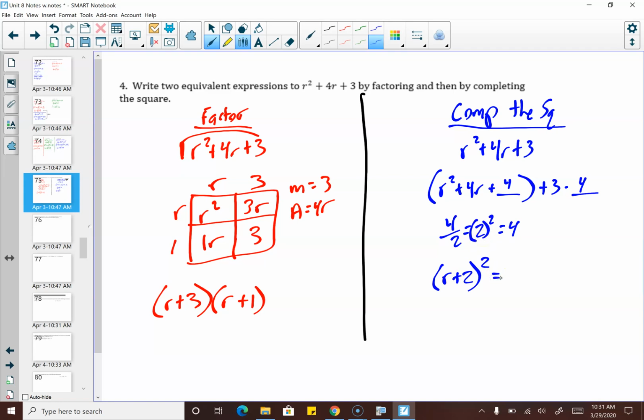And then positive 3 minus 4 gives us a negative 1. So these right here are equivalent expressions. Now they look very different, but as we start to learn how to solve with the completing the square piece, you'll see that these end up producing the same exact answers for us.